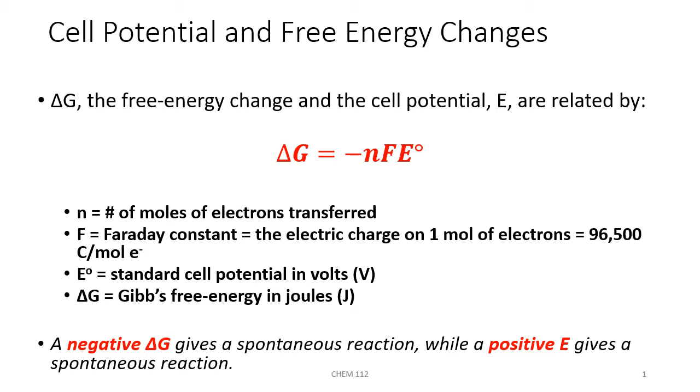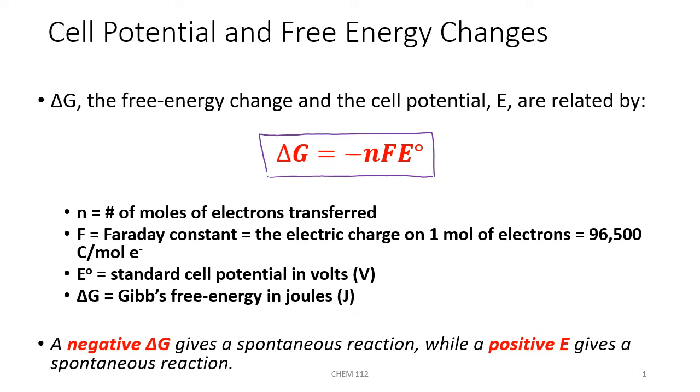spontaneity and thermodynamics. So we have an equation that relates the free energy change and the cell potential. And that says that delta G is equal to negative nFE. And we'll go through what each of those terms mean. So little n is the symbol we use to represent the number of moles. And in this equation, it represents the number of moles of electrons transferred. F, capital F, is called the Faraday constant, and that is the electric charge on 1 mole of electrons. So it's just a constant value, nothing you have to memorize. It'll be on your equation sheet.